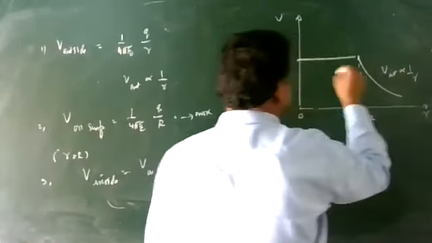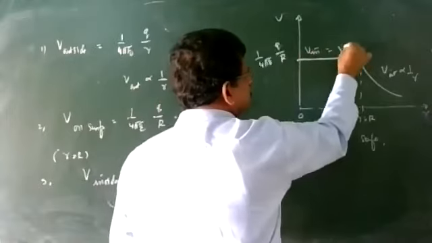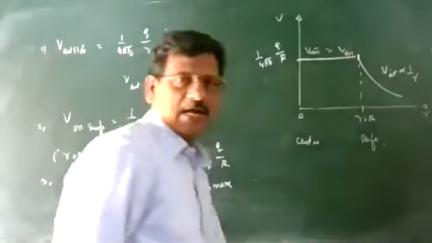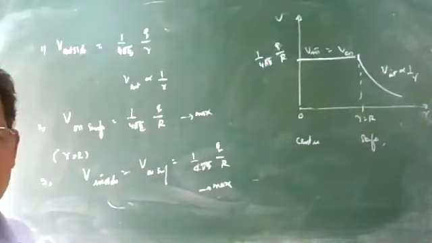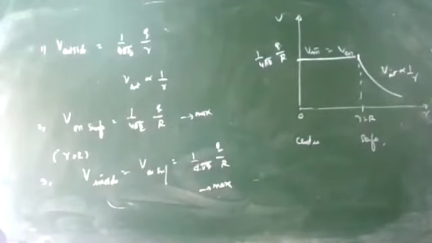V out is proportional to 1 by r. This V inside is equal to V on the surface, and the value is equal to 1 by 4 epsilon 0 q by r. This is the variation of the graph.